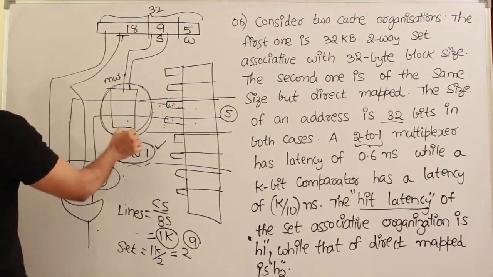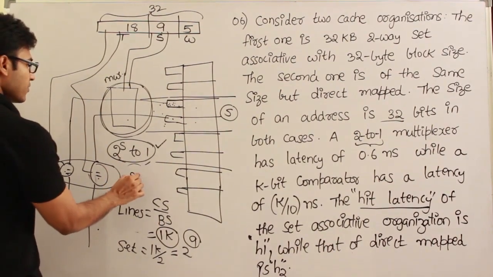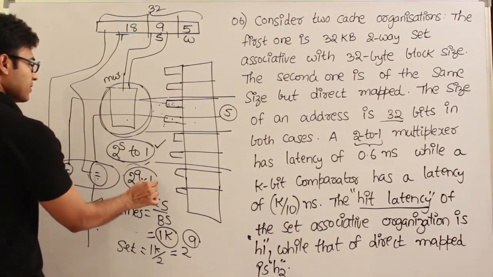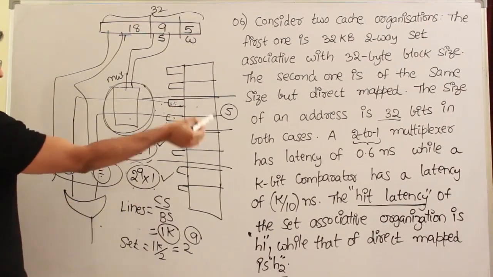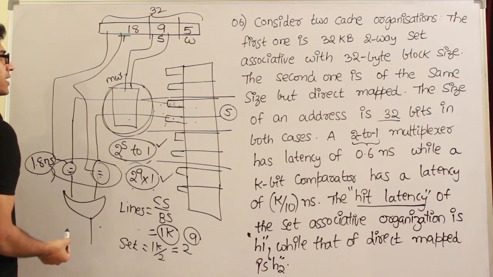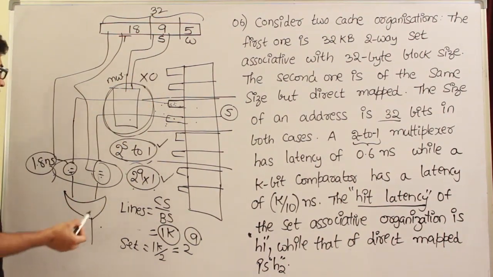Then what about the multiplexers? How big multiplexers do we need here? It is 2 power 9 by 1, which means 512 by 1 multiplexers are required. Size of the multiplexer should be 512 by 1, but nothing is mentioned about a 512 by 1 multiplexer. Therefore, you can consider this multiplexer logic as zero propagation delay.